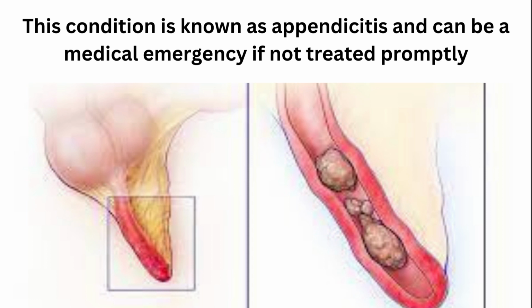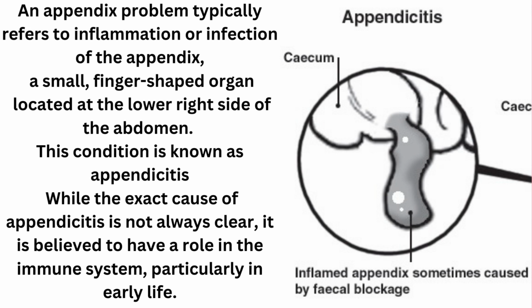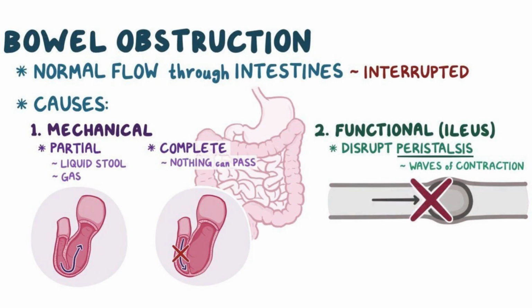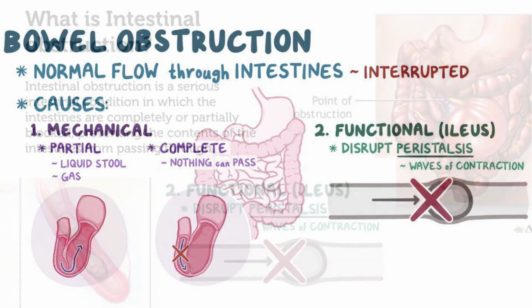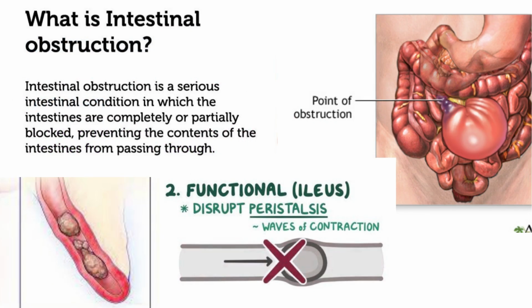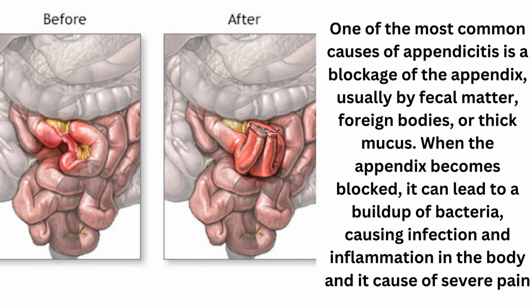While the exact cause of appendicitis is not always clear, several factors can contribute to its development. It is believed to have a role in the immune system, particularly in early life. Obstruction. One of the most common causes of appendicitis is a blockage of the appendix, usually by fecal matter, foreign bodies, or thick mucus. When the appendix becomes blocked, it can lead to a buildup of bacteria, causing infection and inflammation in the body and severe pain.